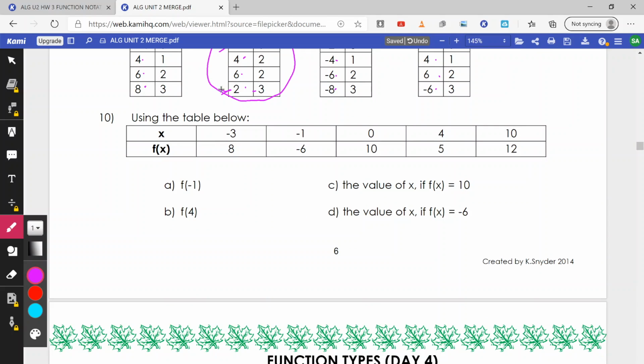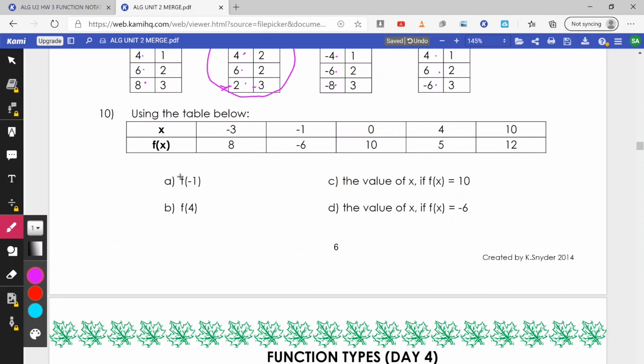And then 10 here, we're going to use the table in order to figure out what our answers are. So for instance, f of -1. So -1 is inside parentheses telling me that's my x value. So I come over here where x is -1, and it gives me -6 as an answer. f of 4, again, inside parentheses, that's my x values. So here's my x values. I look for 4. My answer that maps with it is +5.